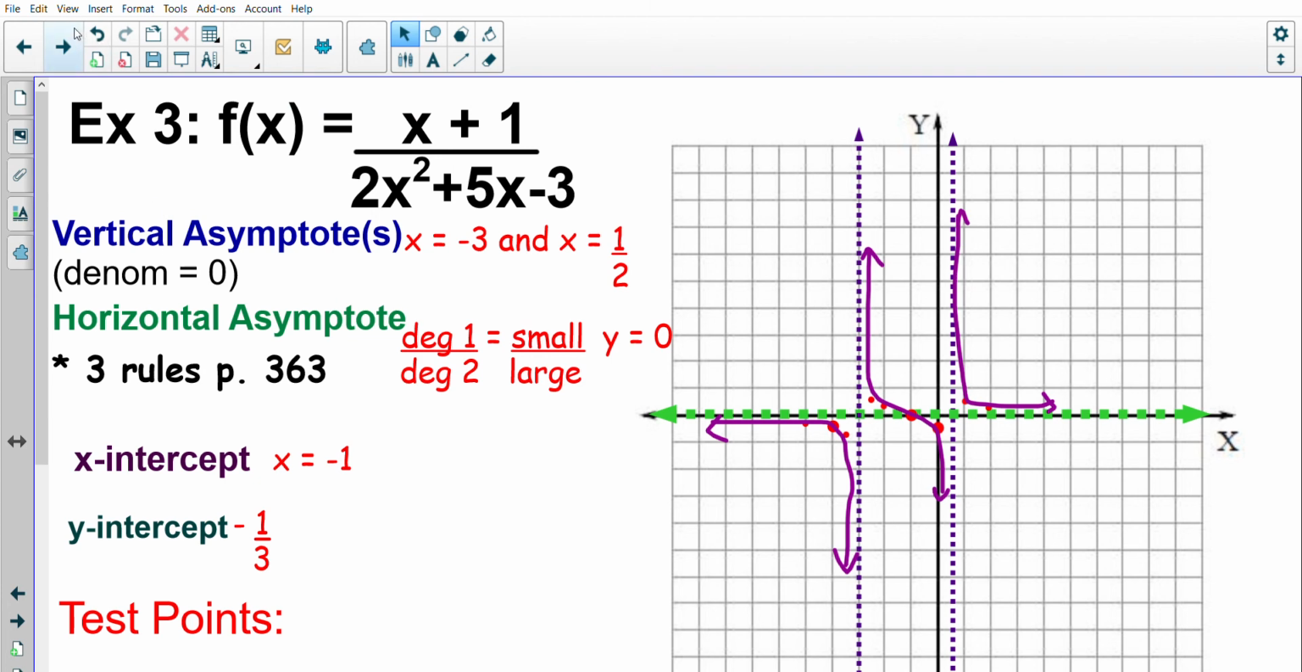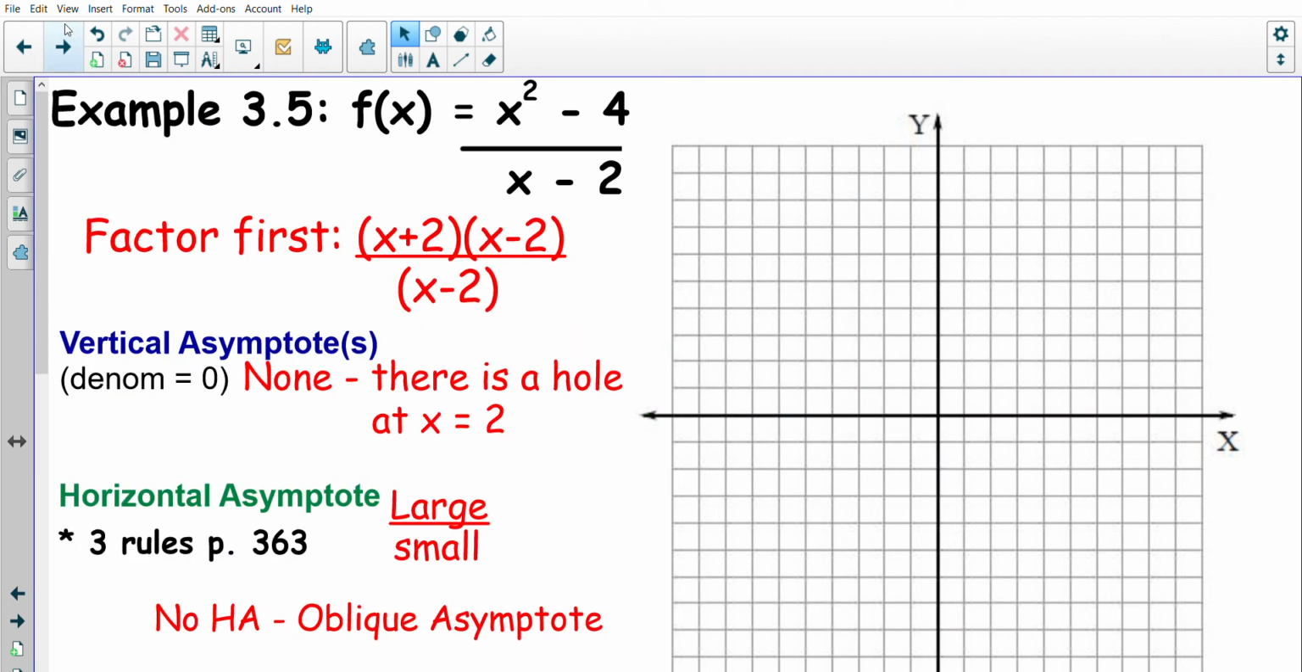I have one more example to look at. In this example, we have x squared minus 4 over x minus 2. I know that this is a rational function, so I'm expecting some type of hyperbola. So I'm going to factor first: x plus 2 times x minus 2, over x minus 2. And we notice there is no vertical asymptote, but there is a hole at x equals 2.